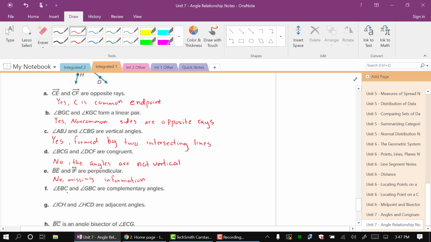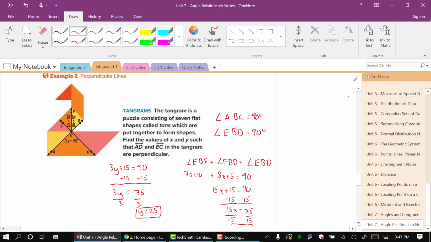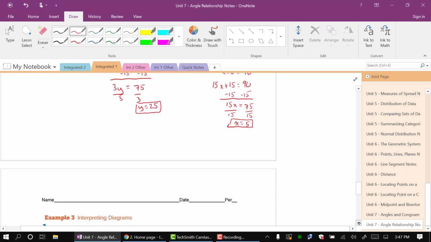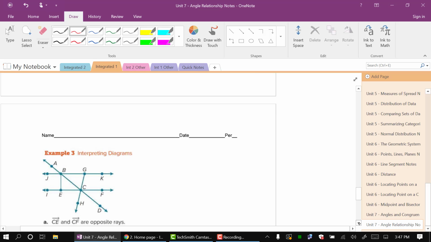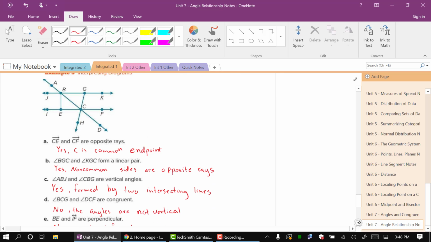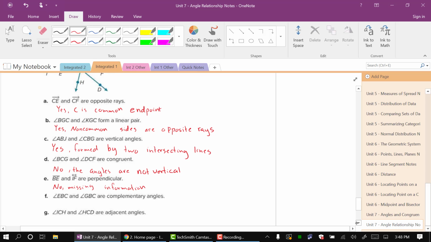Angle EBC and GBC are complementary. Well, we really don't have any measure of angles in this. And we also don't have any perpendicular signs. So since we don't have any measure angles and we don't have any perpendicular signs, again, it could be 89 degrees. It could be 91 degrees for all we know. So no, not enough information.